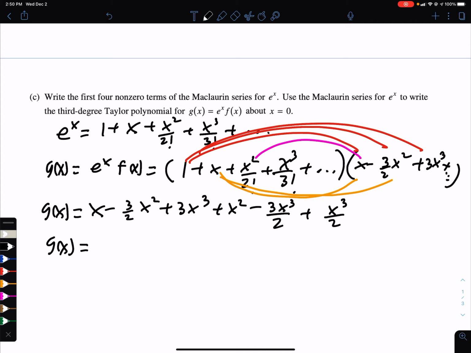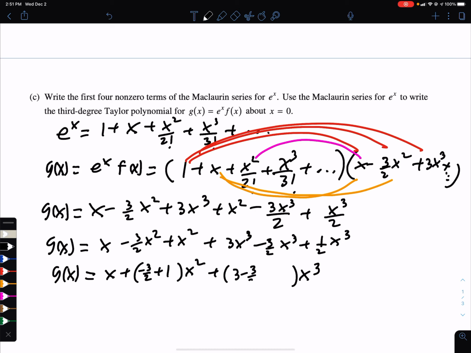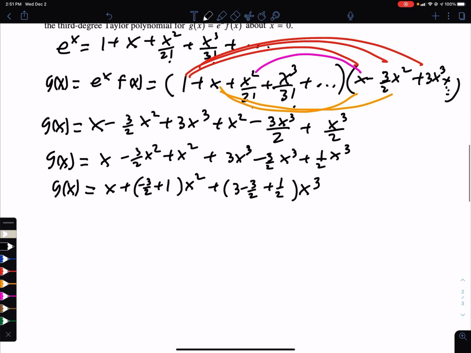And I need to combine like terms, so I have x. Then I have minus 3 halves x squared plus x squared. And then I have all my x cubes, 3x cubed minus 3 halves x cubed plus 1/2 x cubed. And that is not in a proper form of a Taylor polynomial. I have to factor out the x squared. So what will be left? Negative 3 halves plus 1. And I have to factor out the x cubes. What's going to be left? 3 minus 3 halves plus 1/2. So that is fine for your answer. You don't have to simplify that.